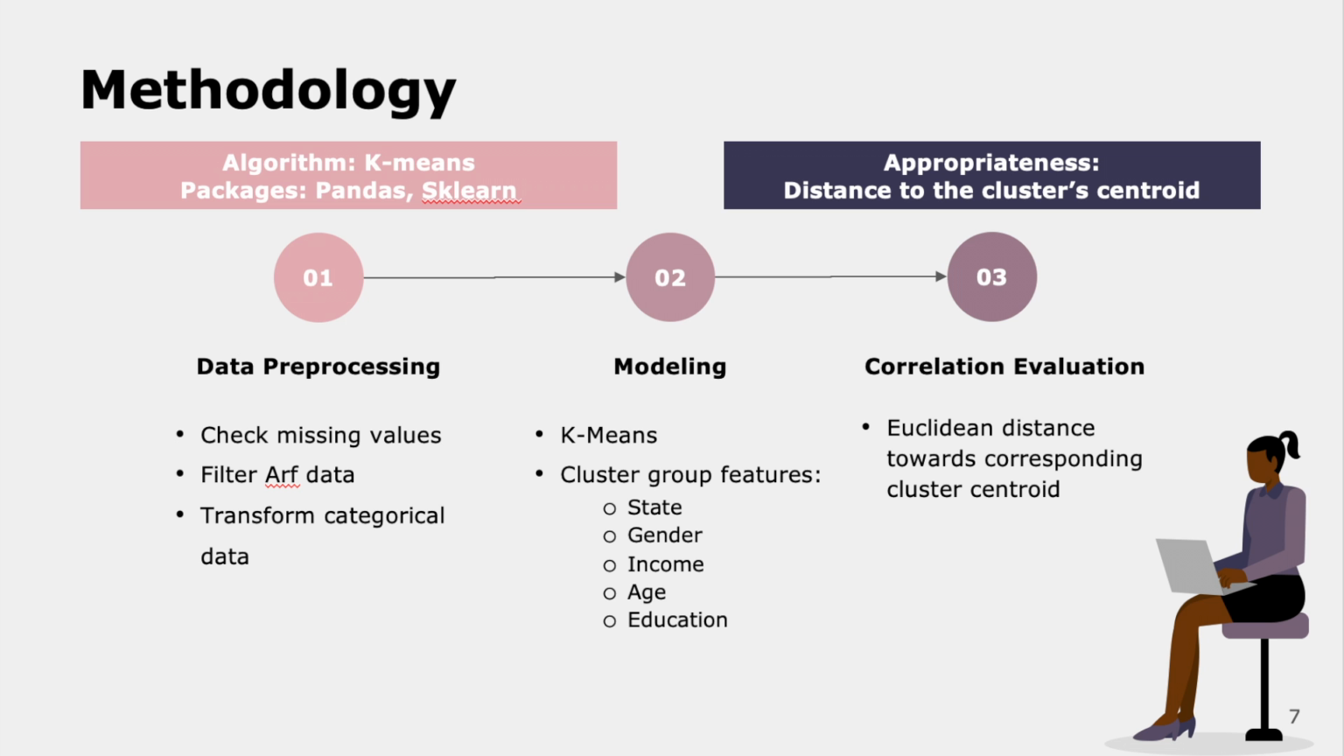After we process the dataset, we build our model using the K-means method. Features of our clusters include state, gender, income, age, and education. Then we assess the correlation by measuring 1 divided by the Euclidean distance to the corresponding cluster centroid. It should be noted that during the modeling process, if data for age is missing, we replace it with the average age of the dataset. And if data for any other feature is missing, we replace it with the mode of the dataset.